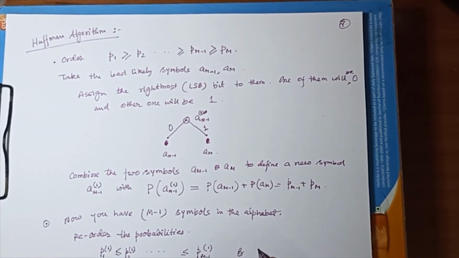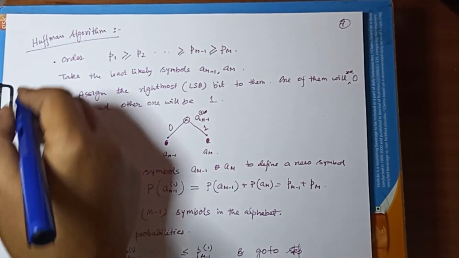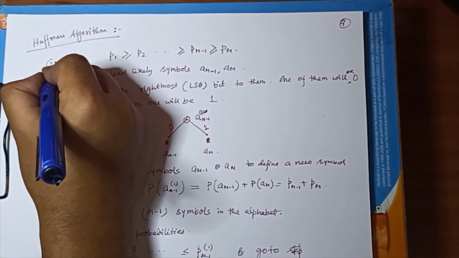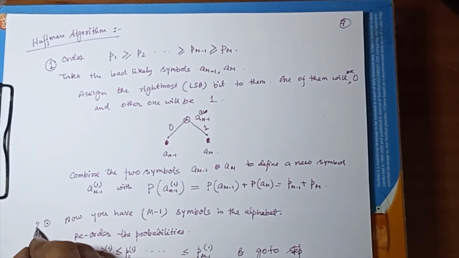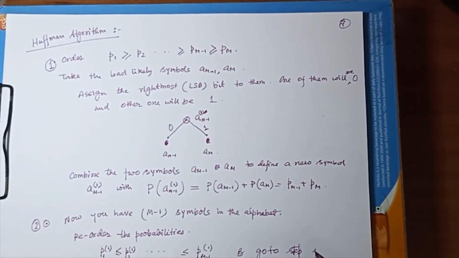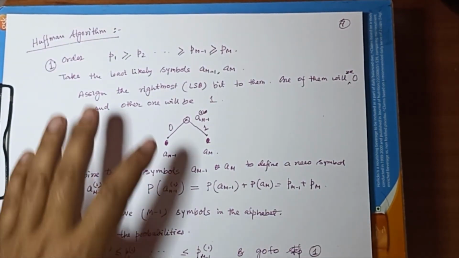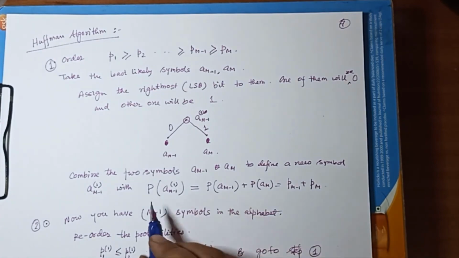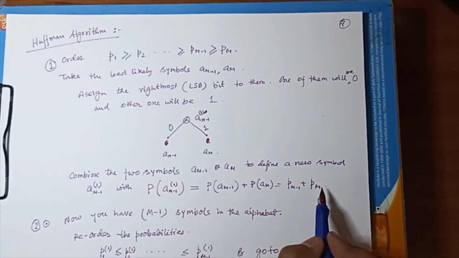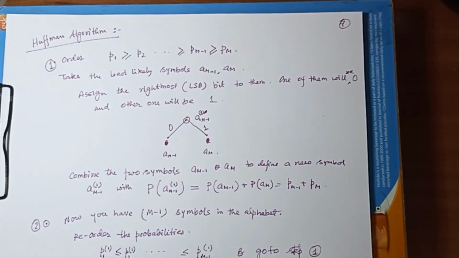Say this is step 1, this is step 2. Then go back to step 1. How long will it run? It will run until you exhaust all the probabilities, until you get this probability to be 1. When you reach there, that will be the stopping point. That is basically the root. So this is the algorithm.